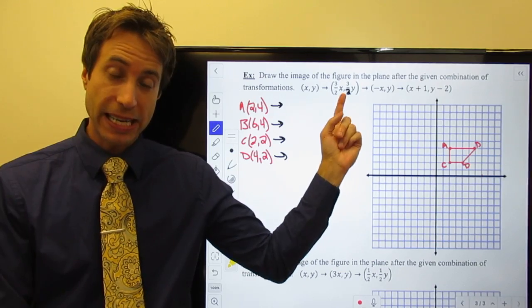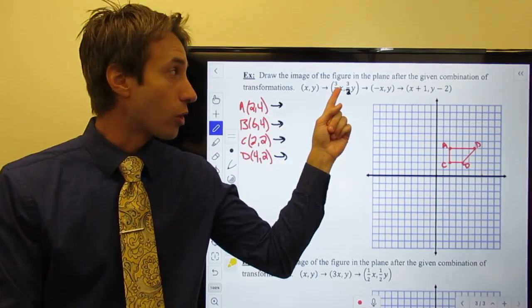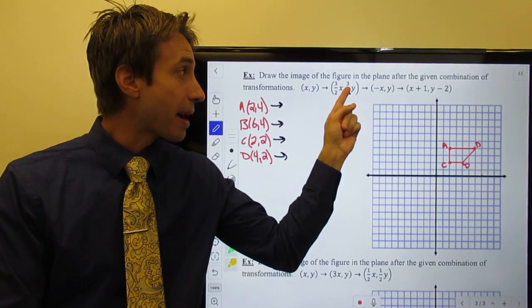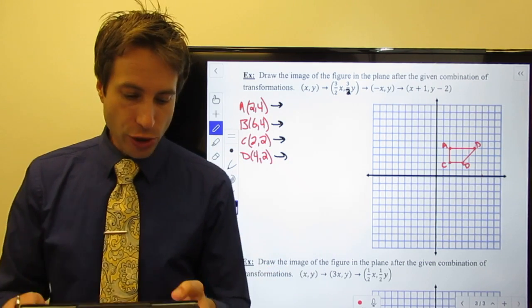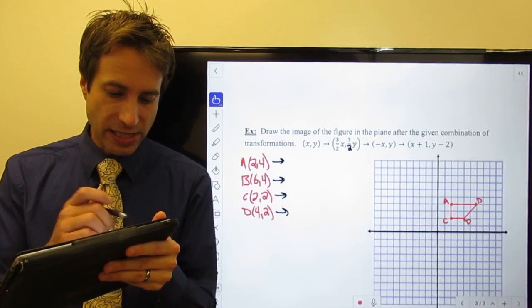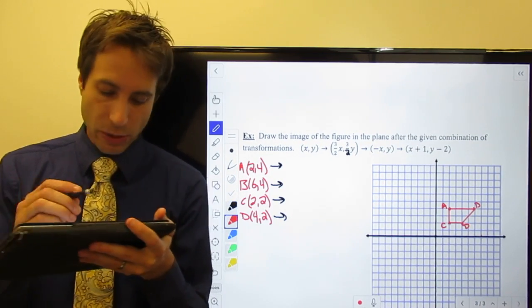by this guy right here. What this is telling me to do is multiply the x-coordinate by 3 halves and multiply the y-coordinate by 3 halves, right, to get my new image. Well, let me show you how this is going to work for A, and then we'll take a look at the rest of them because we're going to practice a little bit of mental math here. I think you guys will get really good at it.